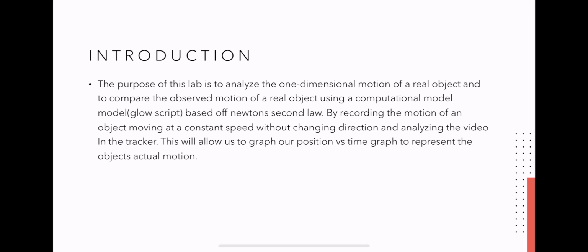GlowScript is a computational simulation that we use to construct the motion. The model assumes that the net force on the object is zero, which predicts uniform motion consistent with Newton's first law. The predicted motion was then compared with the experimental data to evaluate how well the theoretical model describes the real-world motion.